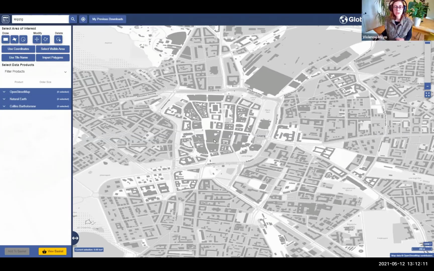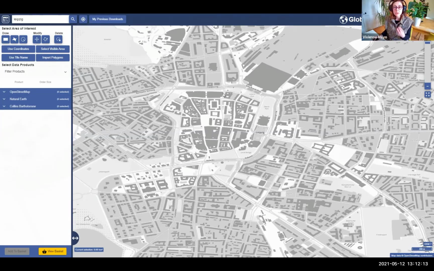Okay, thank you. So this is the data download service. I've just searched and zoomed into Leipzig. So the downloading data, there's several steps to the process. They go in sequence, it's pretty simple. So the first step is to select your area of interest, and there's a few tools to allow you to do that, but I'm just going to use the most simple one, which is just to draw a rectangle over the area I'm interested in.